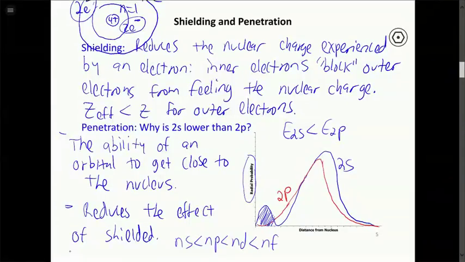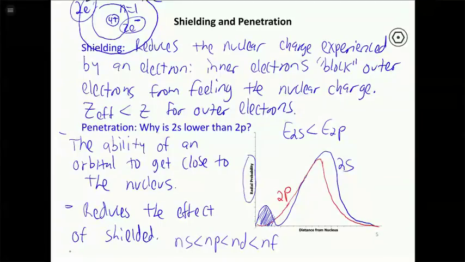So within a given shell, the ordering of the energies of the subshells is just an increasing order of l. So the s is going to be the lowest energy subshell, then the p, then the d, then the f. So that's fairly easy to understand, but the problem is that you sometimes have overlap between subshells. We're going to talk about that later.